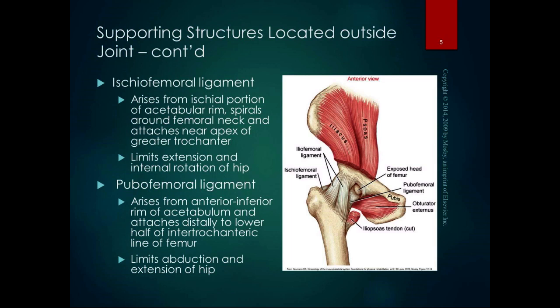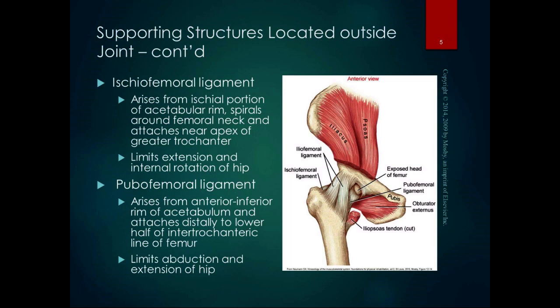Very stable structure. So the ischiofemoral ligament limits extension as well as the iliofemoral ligament, and it also limits internal rotation of the hip. When you look at where it's located in this picture, it's sort of behind the iliofemoral ligament, and you can see how that would limit internal rotation. It's going to limit the anterior portion of the femur moving medially in the transverse plane. You can kind of see that.